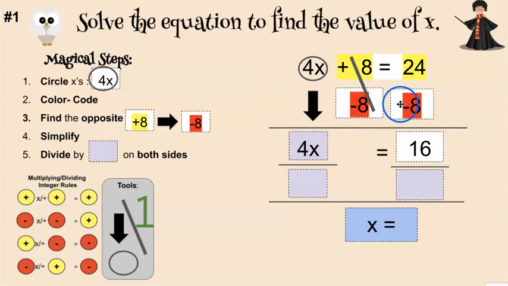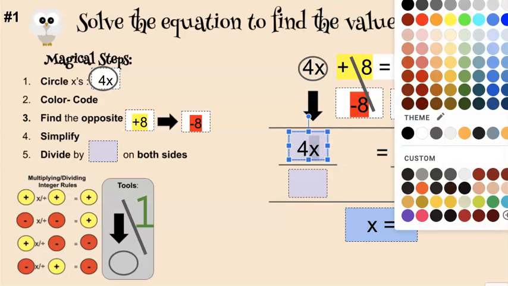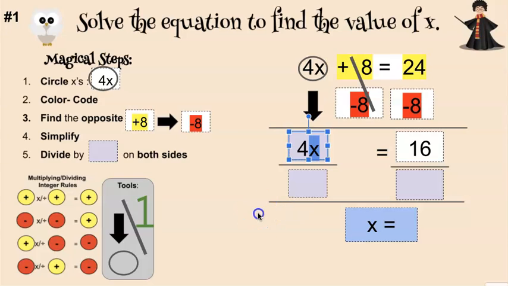We simplified right here. And the next step is 5. Divide by blank on both sides. We want x by itself. We're going to go ahead and highlight that in blue, as we've done in the past. Get a light blue. And we're going to divide by 4 because we have 4 groups. But we're going to divide both sides. So we're going to put 4 here and 4 over here.